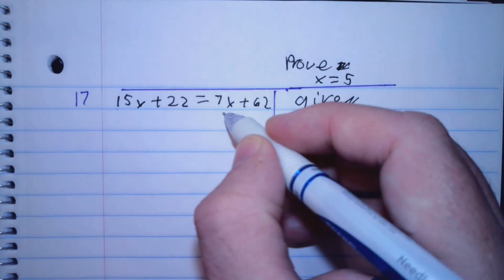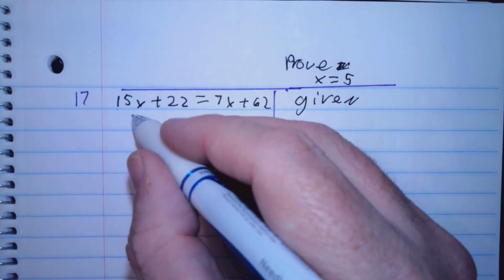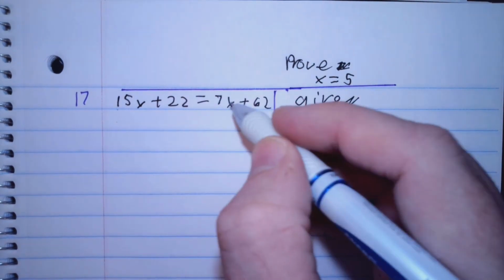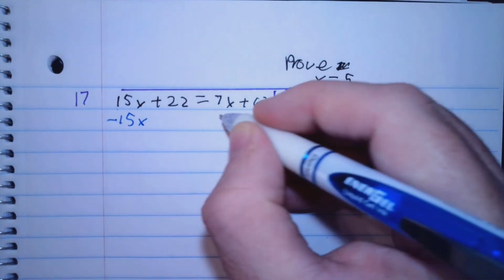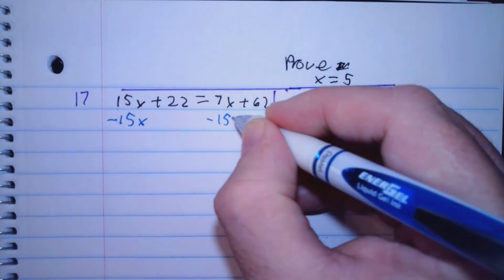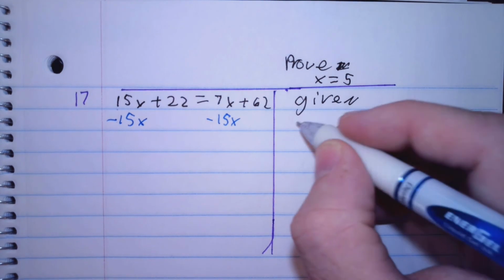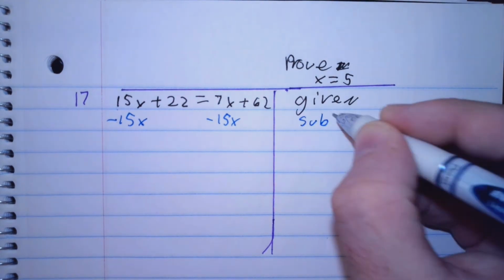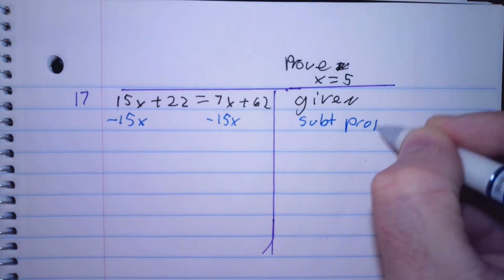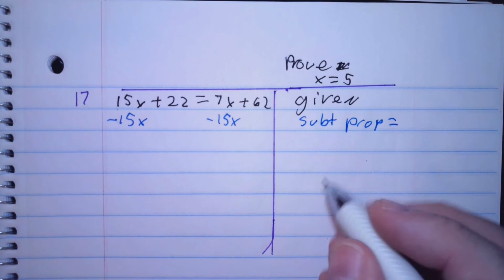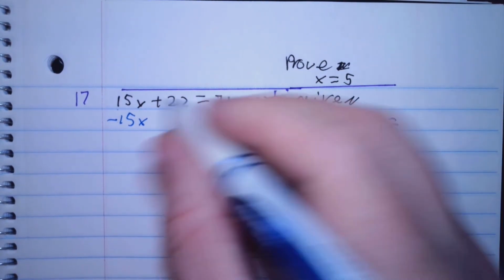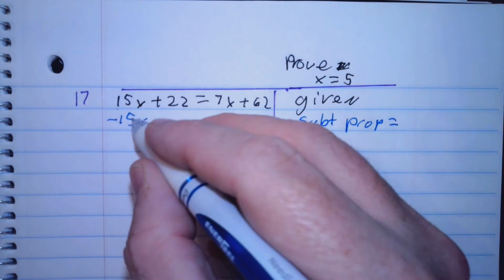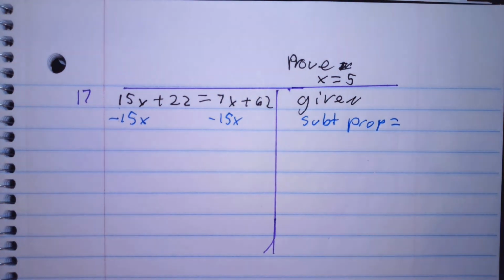Most people would probably subtract 7x, but I just want to show you another way you could do it. We're going to subtract 15x minus 15x. The reason we're allowed to do that is the subtraction property of equality. And I'm doing an algebra here, and so that's no bueno. We don't have to show that.